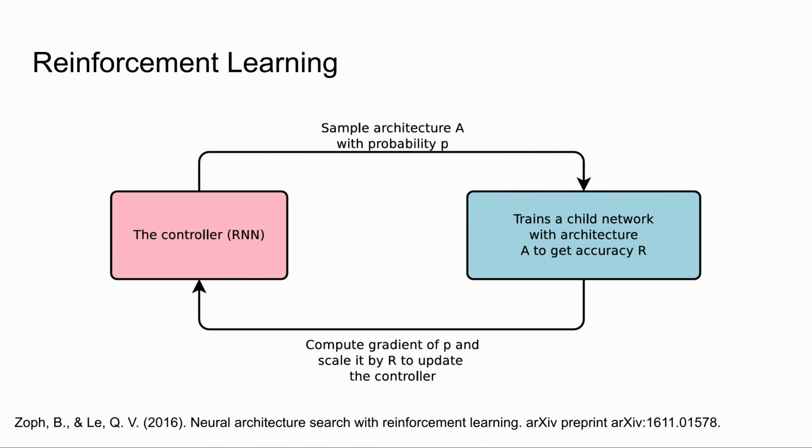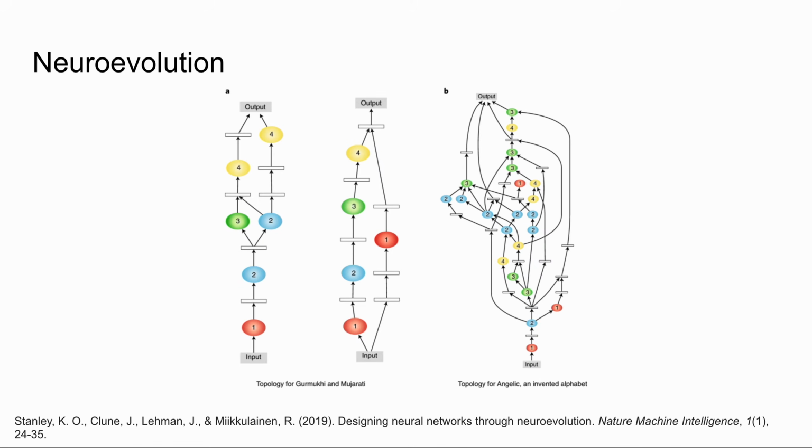Whereas reinforcement learning takes a gradient-based approach, neuroevolution uses evolutionary algorithms to generate architectures. We have a starting population of neural architectures that mutates and evolves over time according to simulated natural selection.